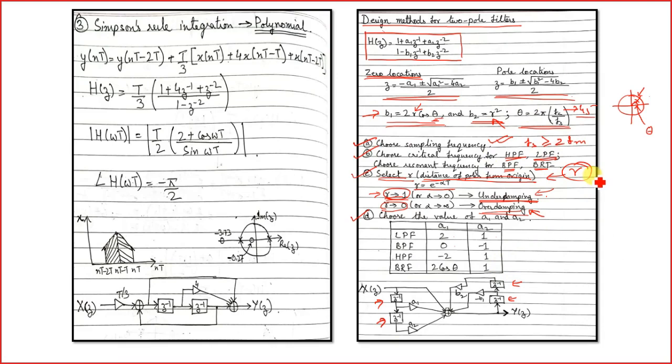So if you see, in step C, while you are choosing this R, you are calculating the B1 and B2 values using that R. For the calculation of the pole location, you need to know what type of filter it is and its corresponding R values. Whereas for zero locations, the values of A1 and A2 are fixed. Now, once you have done this, you can design any filter and realize it. This is the generalized realized structure of the two pole filters. You just have to calculate the values of A1 and A2 and minus B1 and B2, put the values over here, and that's it, you are good to go.